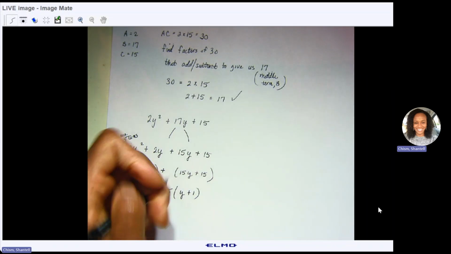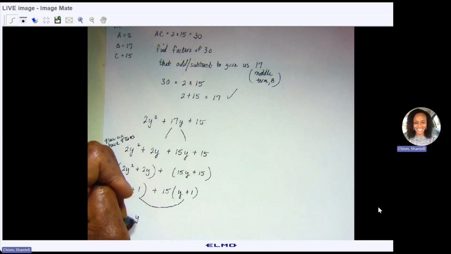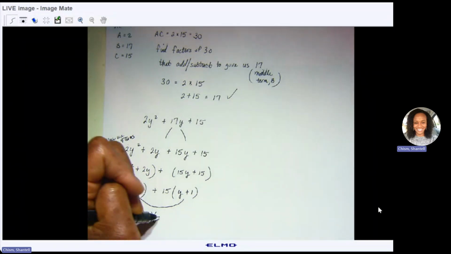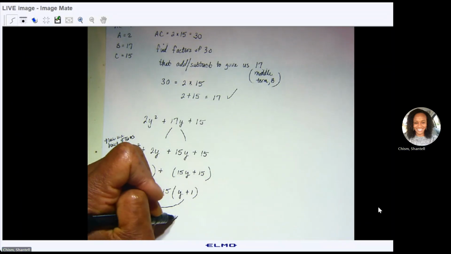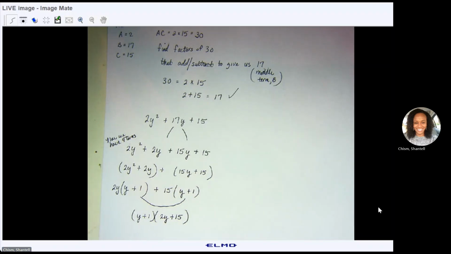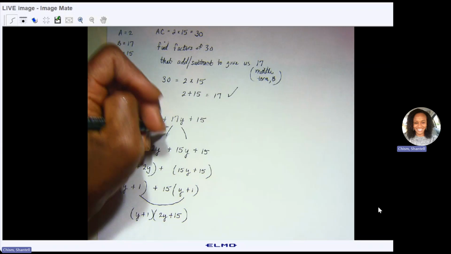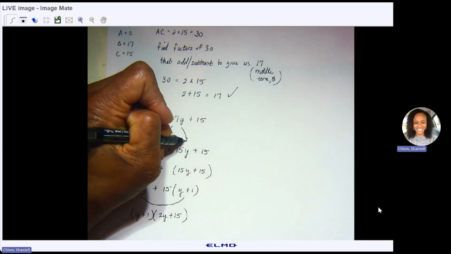So my binomial, that's matching. I write that once times my binomial of the two terms that I pulled out, 2y plus 15. And there's my factorization. Okay? So this is what you'll do with AC method.